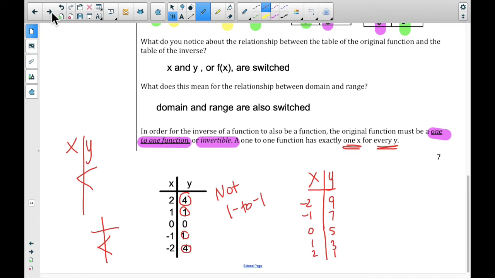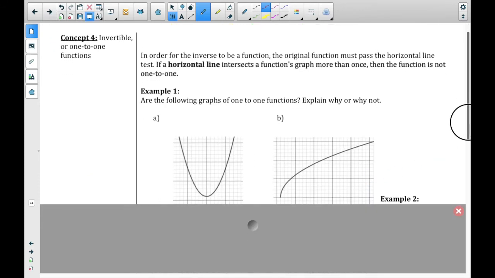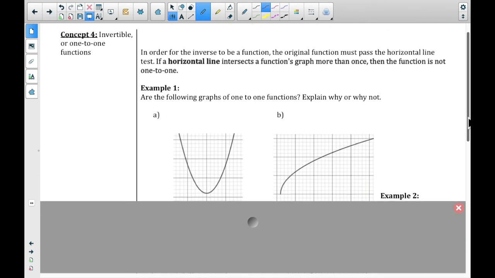Okay, let's turn the page. And I see that my formatting got kind of thrown off here, so sorry about that. So in order for the inverse to be a function, the original function must pass the horizontal line test. And in some of our classes, we talked about, is there such a thing? And this is a thing, horizontal line test. If a horizontal line intersects a function's graph more than once, then the function is not one-to-one.